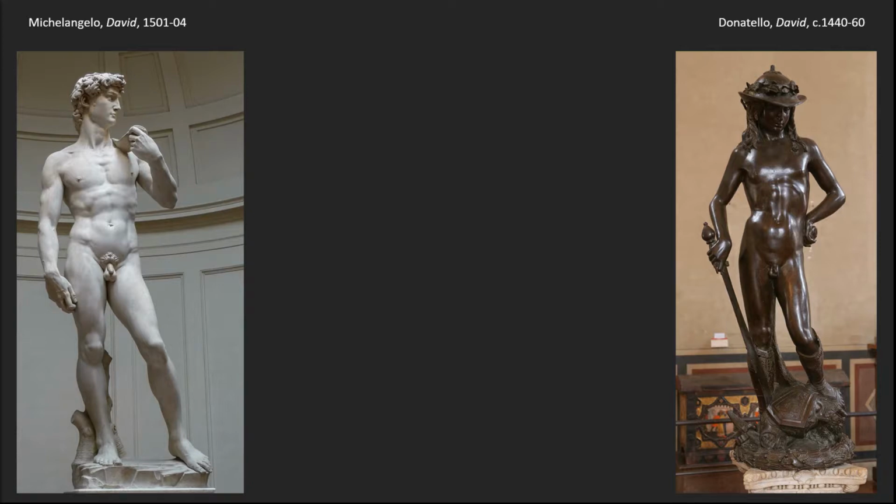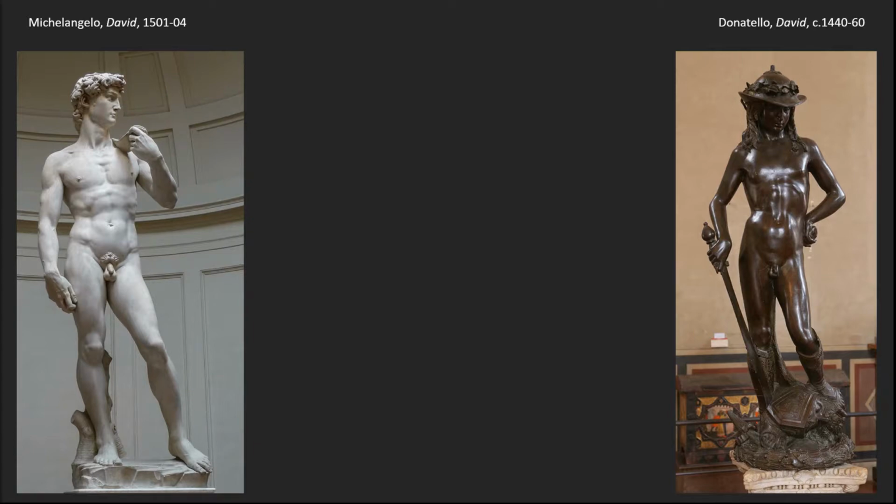But by the way, Michelangelo loves Donatello, and the pose is really quite similar, isn't it? The contrapposto pose that we talked about, with the right leg locked, the left leg relaxed, the left arm bent, the right arm down, his proper right arm.